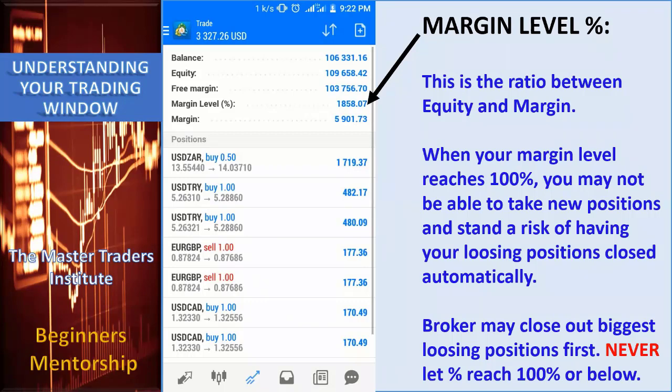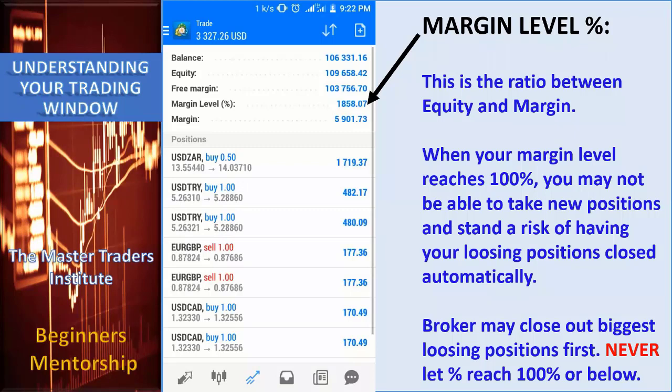Now, if you take a look at the margin level percentage you have here, we have 1,858%, which means on this account, I can take more trades and they will be running concurrently with the ones that are running now. And most times, the leverage you selected also helps in determining this, because if your leverage is low, there are only very few trades you can take depending on your balance.